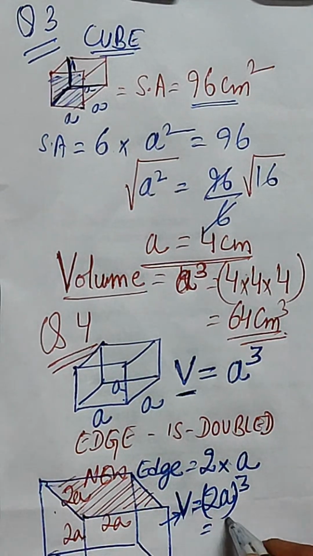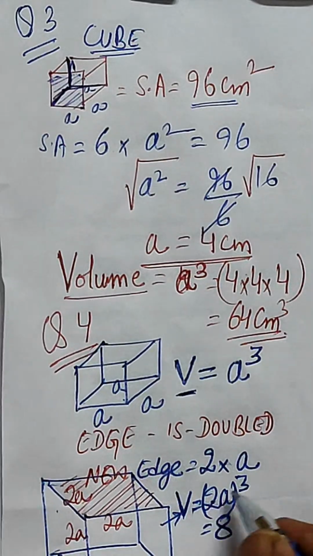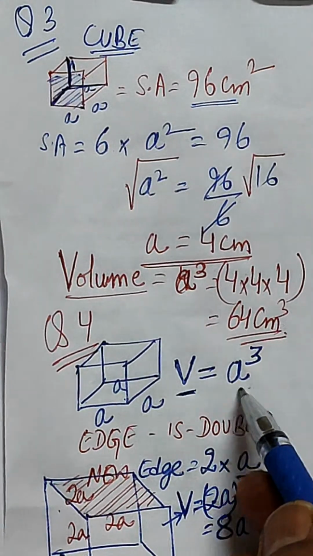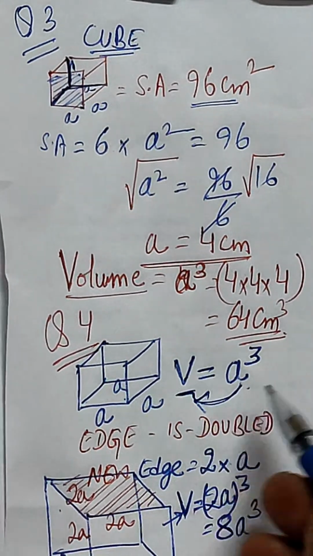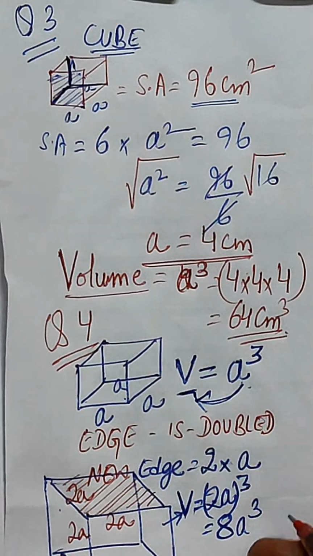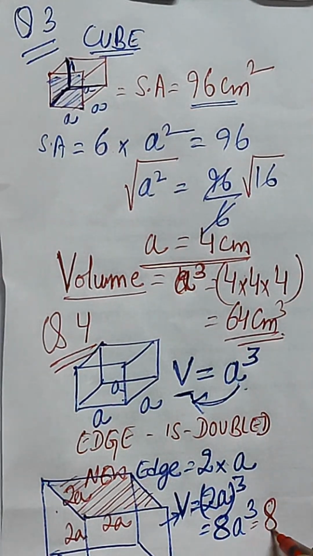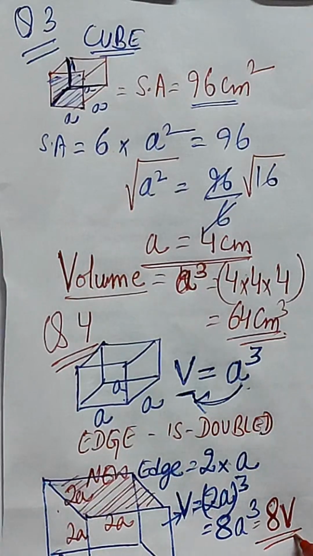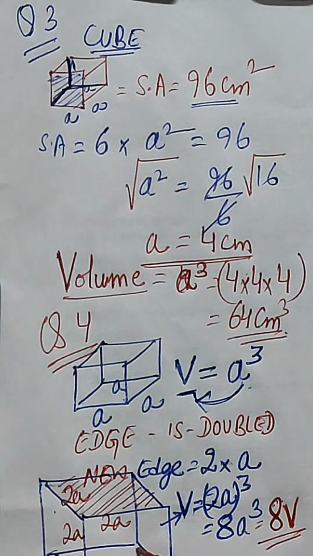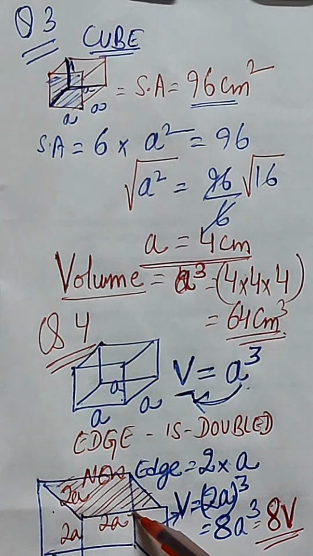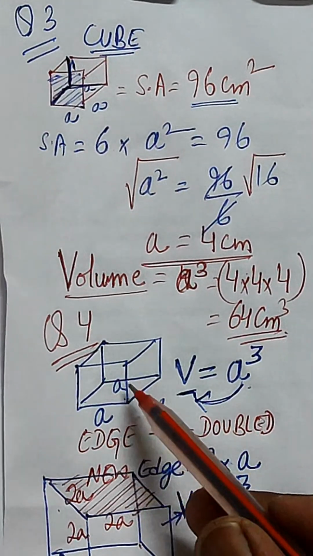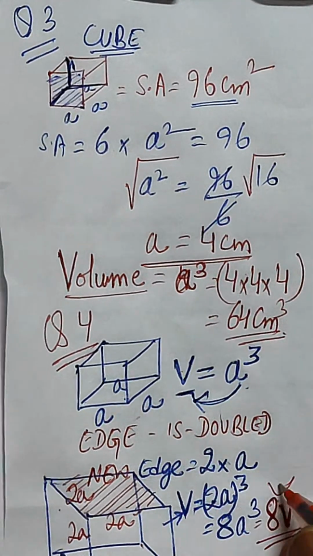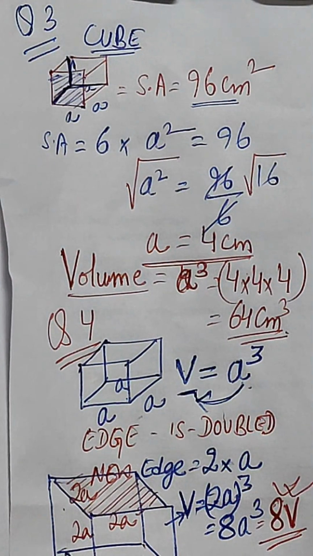So this will give you 2 into 2 into 2, which is 8, because it's a cube, into A cube. But A cube is V, you can see A cube is V. So that's why we can write the new volume as equal to 8 times V, isn't it? So 8V is the new volume of the cube, which is formed by just doubling the edge of the previous cube whose volume was V, right? So 8V is the answer, right? So we can opt for it.